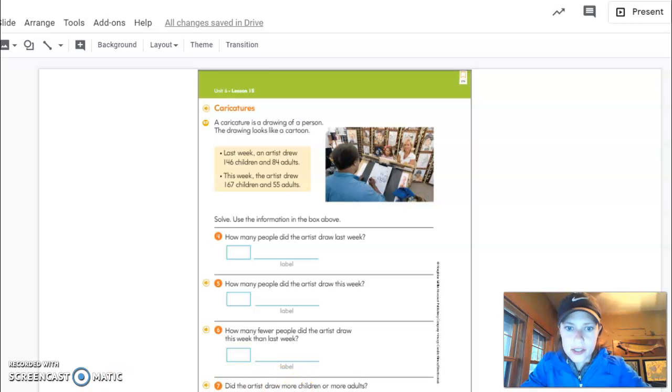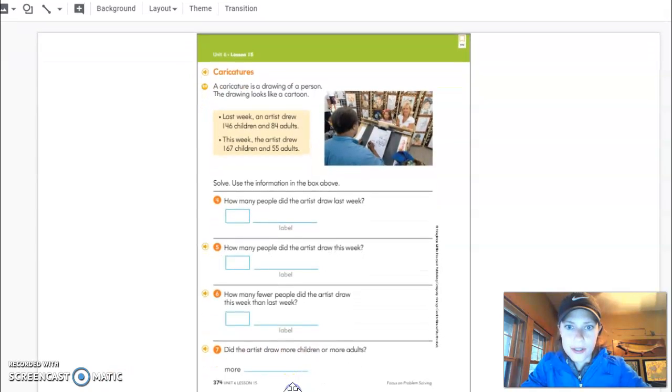Turn to page 374 in your math workbook, and let's read the top of the page together. Caricatures. A caricature is the drawing of a person. The drawing looks like a cartoon. How many of you have gotten a caricature of yourself done before?